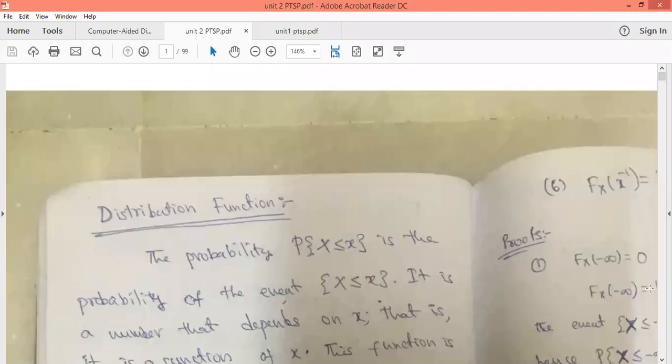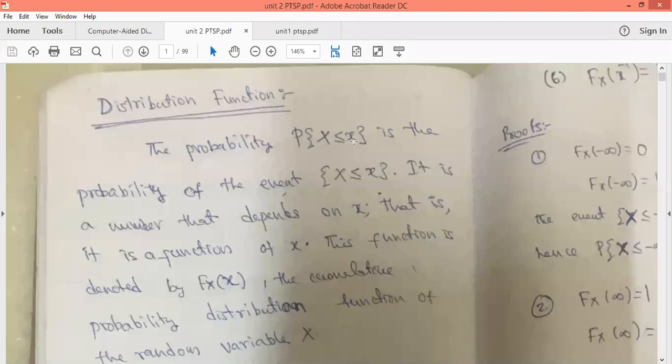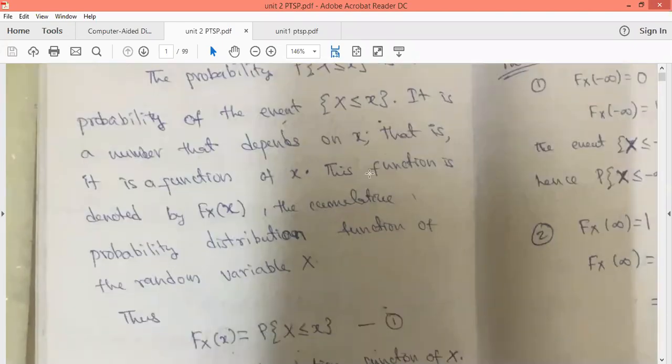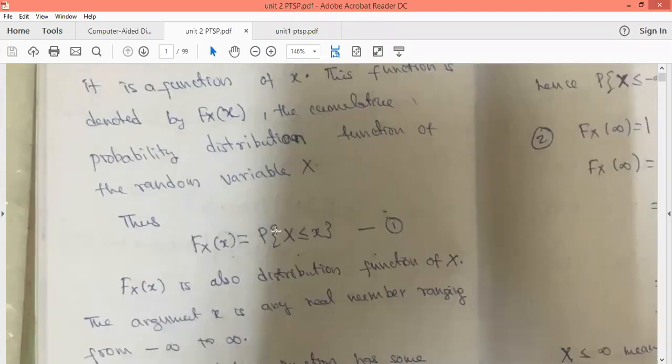So the distribution function: the probability of X less than or equal to x is called what? It depends on x only. So we denote it as F_X(x). What is F_X(x)? It is nothing but the cumulative probability distribution function of a random variable X. So F_X(x) is equal to the probability of X less than or equal to x.